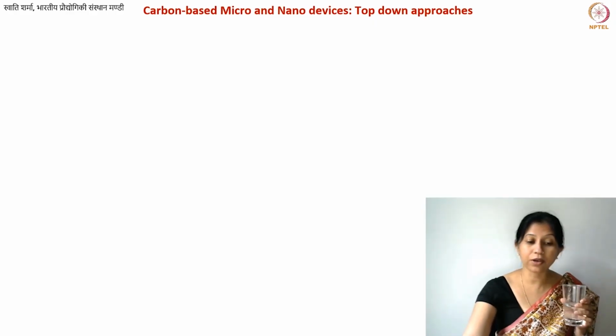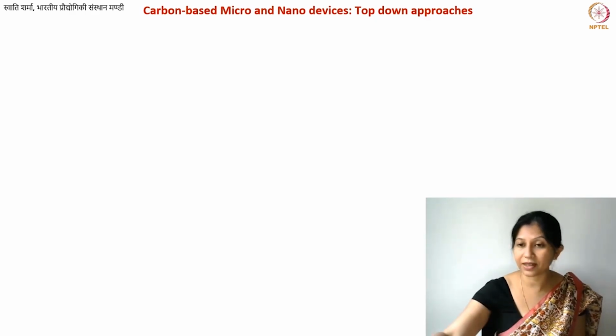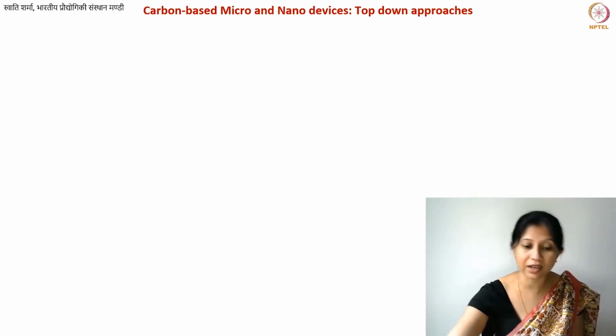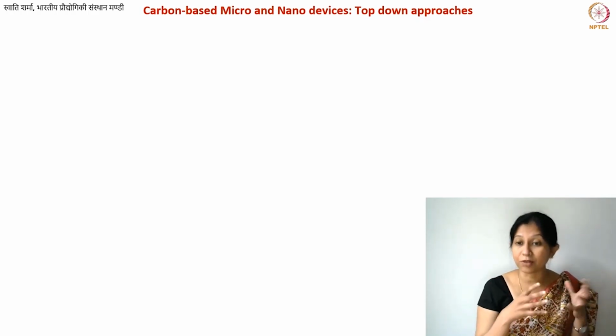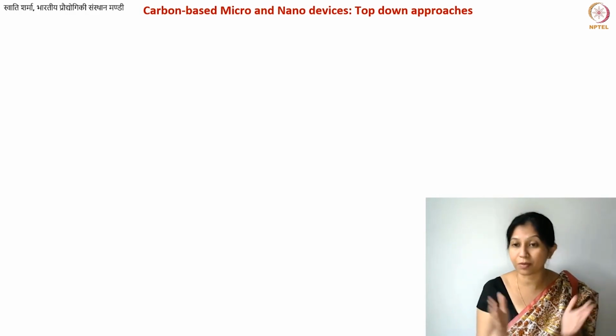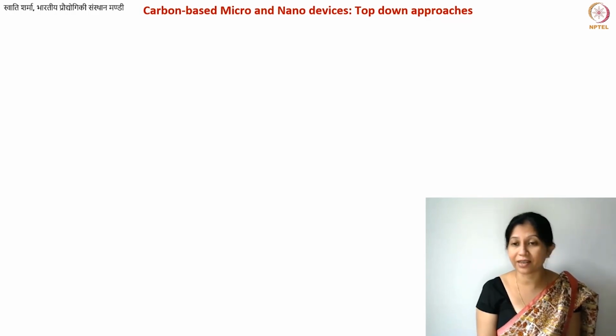Everyone. So now we are going to talk about some micro and nano scale carbon structures and devices. We have already discussed large scale carbon materials. We have talked about making electrodes using graphite and glass-like carbons. We have also talked about catalytic beds using activated carbons and so on. Now let's talk about some micro nano scale devices.